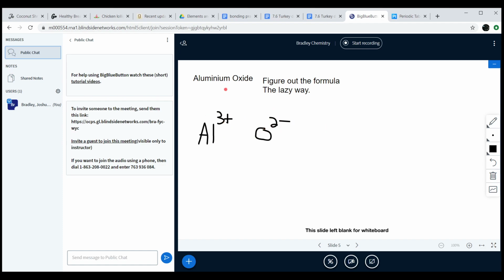Alright? Now we're going to have to figure out how to put these together. What we could theoretically do is figure out the ratio that these would multiply by in order to get them to be the same. So we could theoretically multiply this one by 2 and this one by 3, and then we could see that we have 6 electrons and 6.